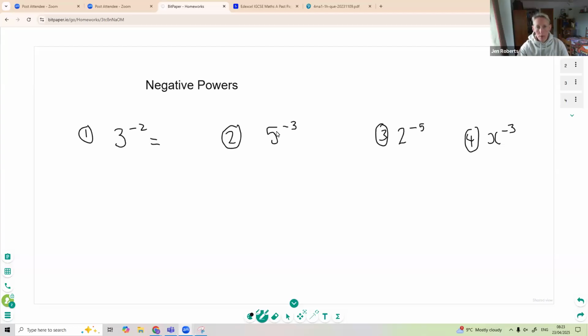This revision video will be about negative powers. I'll be doing this revision video on negative powers, another one on fractional powers, and then a third one on a mixture of them both.